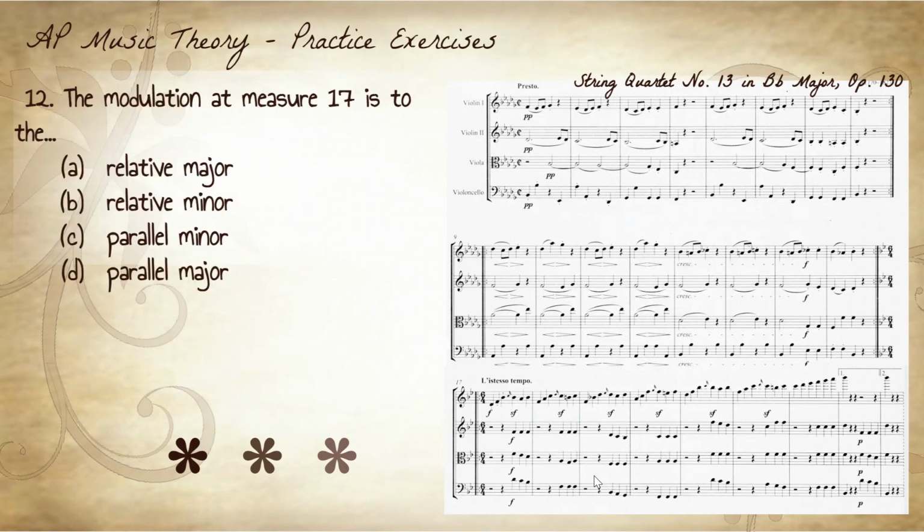Question 12. The modulation at measure 17 is to the A, relative major, B, relative minor, C, parallel minor, or D, parallel major.